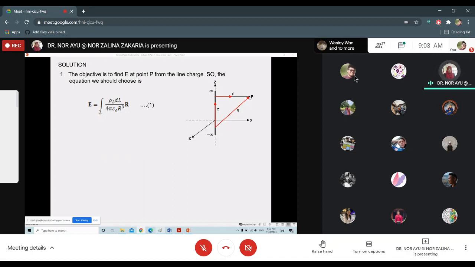So again, you draw one straight line from the line to the point P, ataupun point yang kamu nak cari. And that line will be your distance vector R, ataupun the distance. Again, you draw one single line from your line charge toward the point you need to find. So P, and that will be your R. That will be the first one.